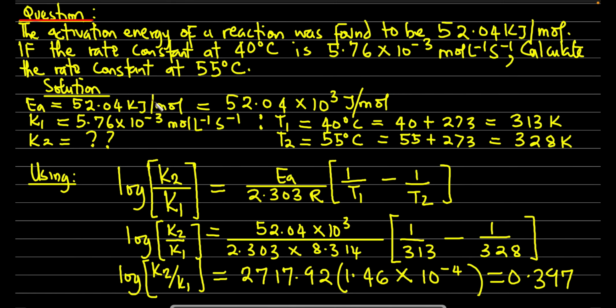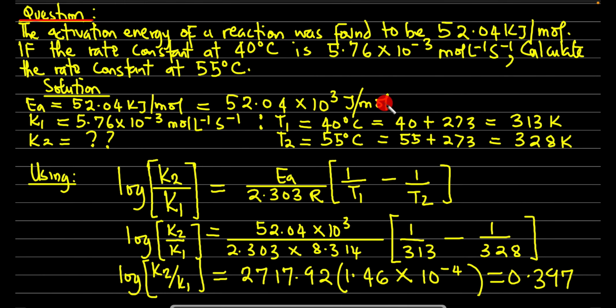Now let's look at this question. I'm just going to take one question and then I will drop a question for us to attempt. They say the activation energy of a reaction was found to be 52.04 kilojoules per mole. If the rate constant at 40 degrees Celsius is 5.76 times 10 raised to the power of minus 3 mole per liter per second, calculate the rate constant at this. Now look at this. They give us the activation energy, this is what I have here, but I have to convert it to joules per mole. Why?